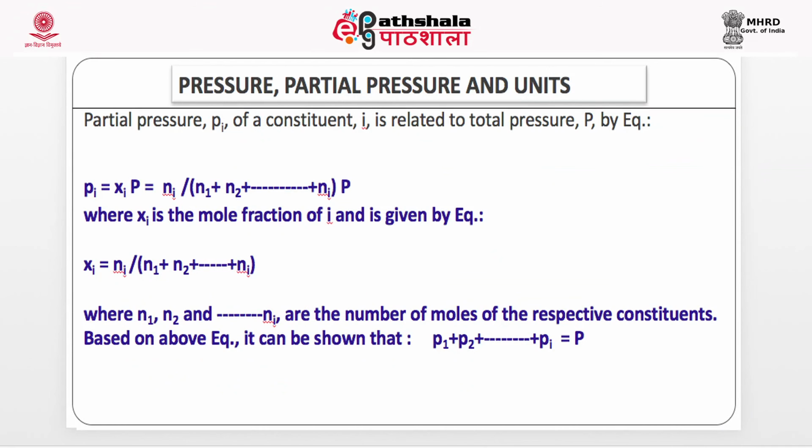Now the partial pressure. This partial pressure is used in Henry's law and elsewhere. Partial pressure Pi of a constituent is related to the total pressure by this equation. What is that equation? Partial pressure equals the mole fraction of that constituent times the total pressure. And how is the mole fraction calculated? The number of moles of the contaminant or substance divided by the number of moles of all other substances N1, N2, etc. And total pressure equals the sum of the partial pressures of individual constituents.